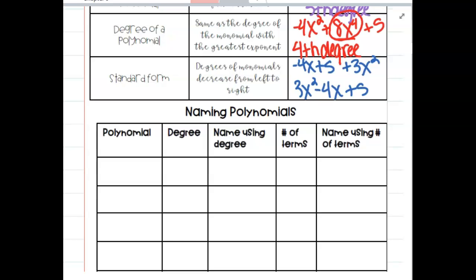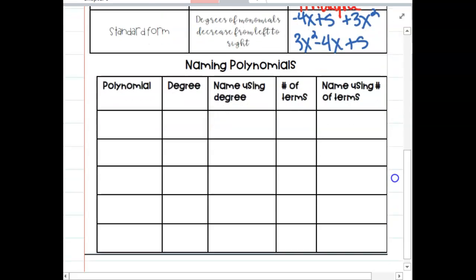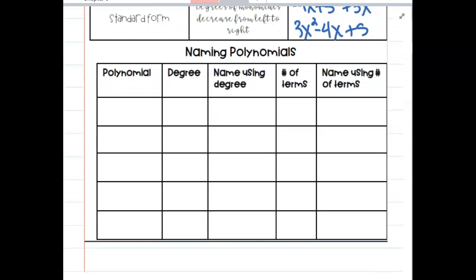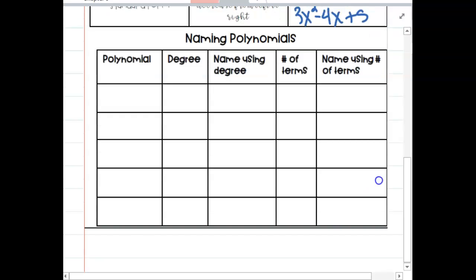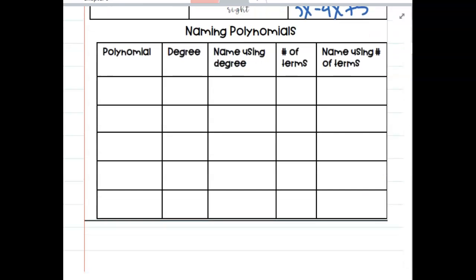Now, one of the things you're going to be doing today is you're going to talk about how we can name specific polynomials. So there's two ways that you can name a polynomial. You can name a polynomial based off its degree. You can also name a polynomial based off how many terms it has. So we're going to go through a couple of these examples here. So let's start here by looking at a polynomial, super simple, 3. Remember, a polynomial is a monomial or a sum of monomials. So this is just 3.